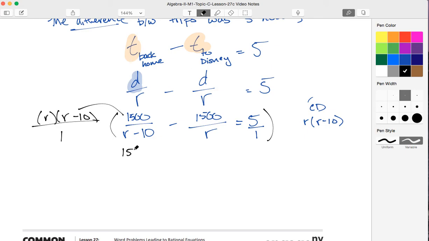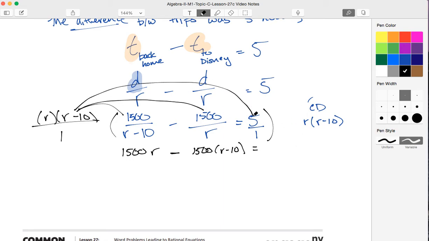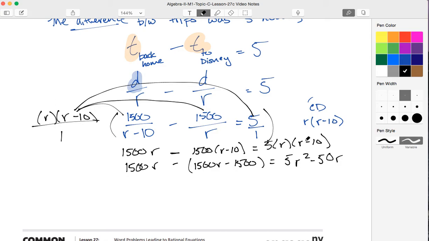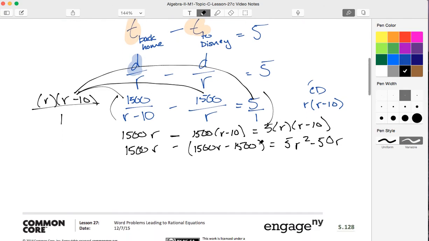I'm left with 1500 R minus, I'm going this way now. My R's would cancel, and I'm left with 1500 R minus 10 is equal to, now I gotta multiply this guy, 5 times R minus 10. And I'm going to go ahead and simplify as best as I can. This is going to be 5R squared minus 50R. If you need to do this part in your scratch work, you can go ahead and do so.